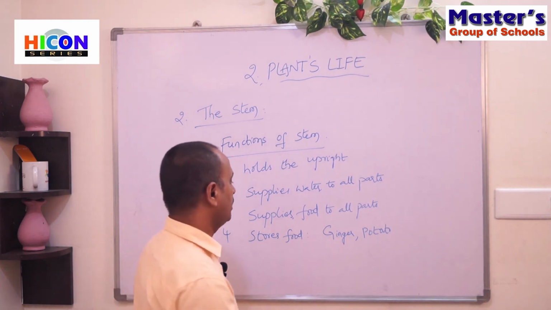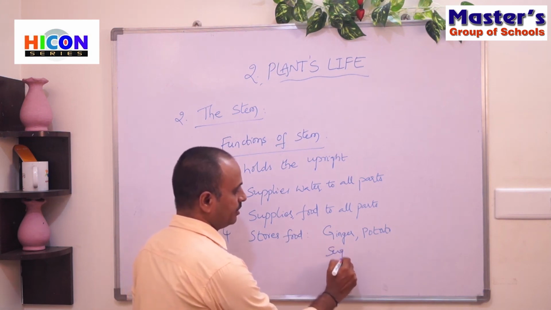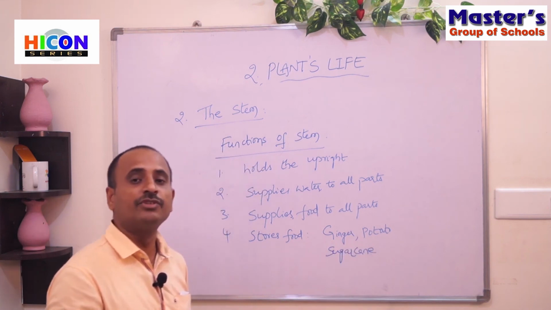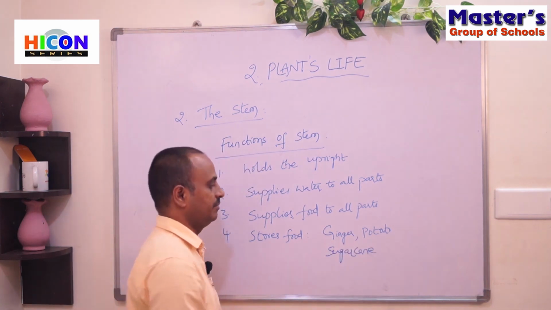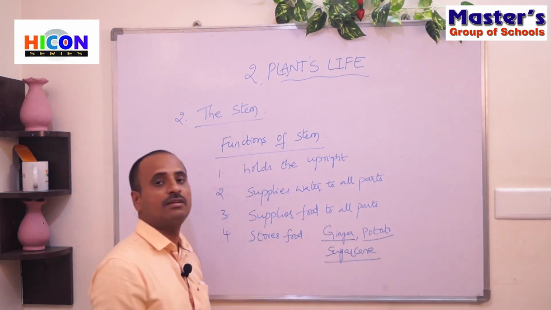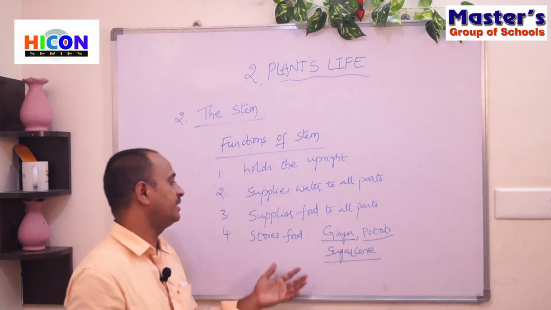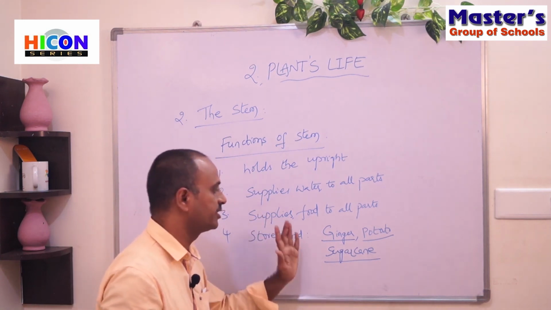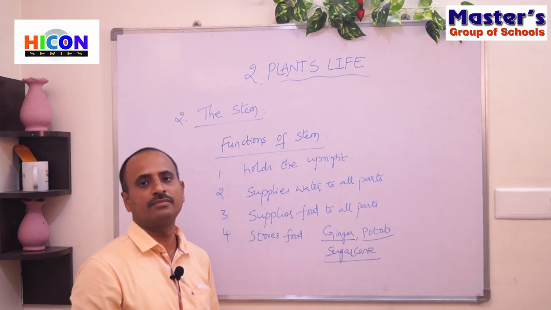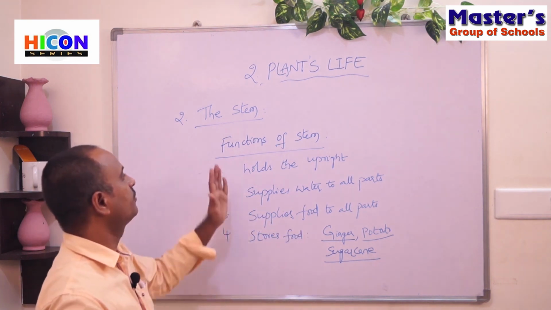Another example is sugarcane. Sugarcane is also a stem of a plant which stores food and water in it. So sugarcane, ginger, potato, etc. are examples of plants which store food in their stem, and we can eat their stem as food. So these are the functions of the stem.